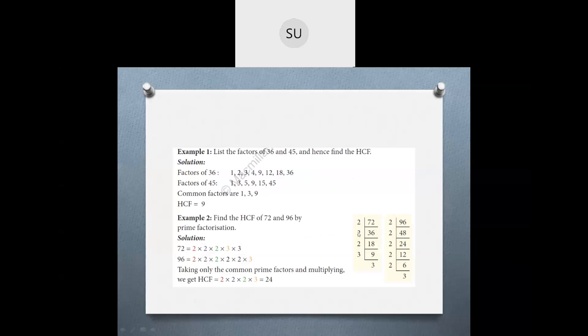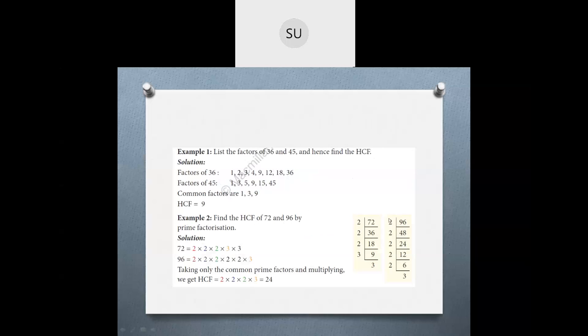So first, by the listing the factors method, we list the factors for the numbers given. So here they have given 36 and 45. So we write all the factors for 36, then we write the factors for 45. Then among these, we see which are the common factors. So here we have common factors as 1, 3 and 9. In this, which is the largest or the highest number, it is 9. So the HCF of 36 and 45 is 9.